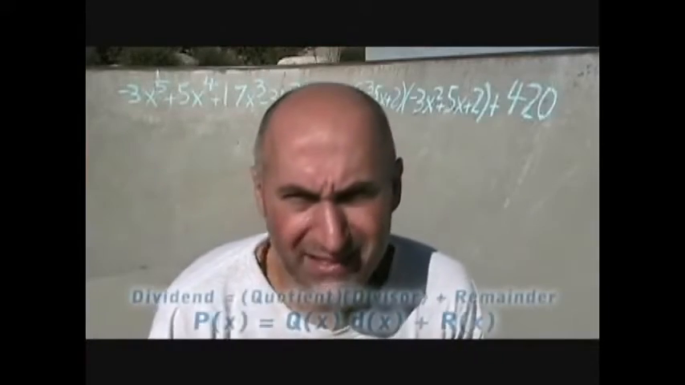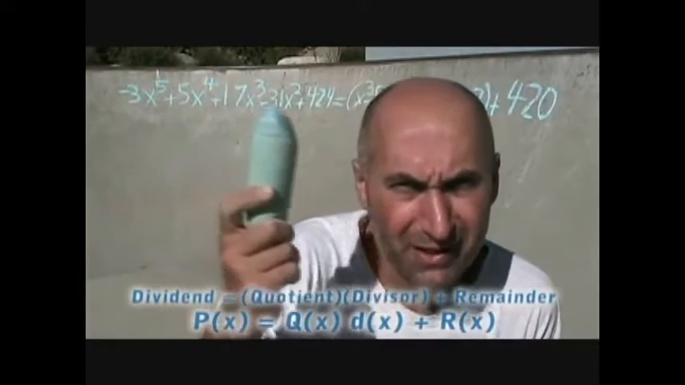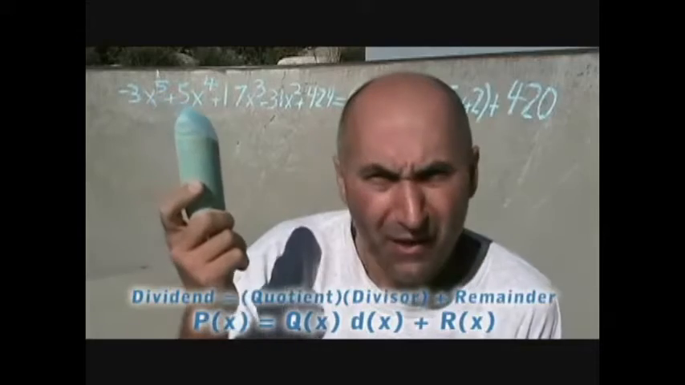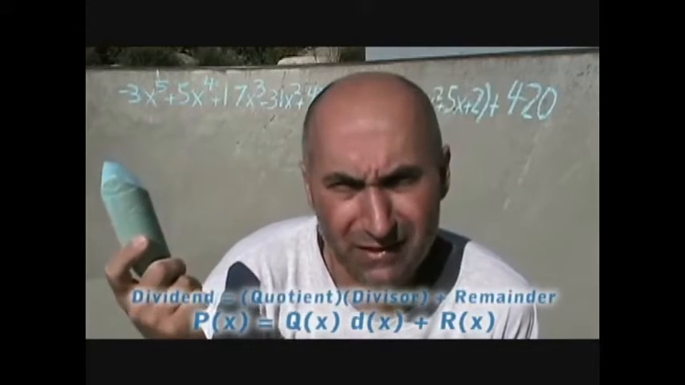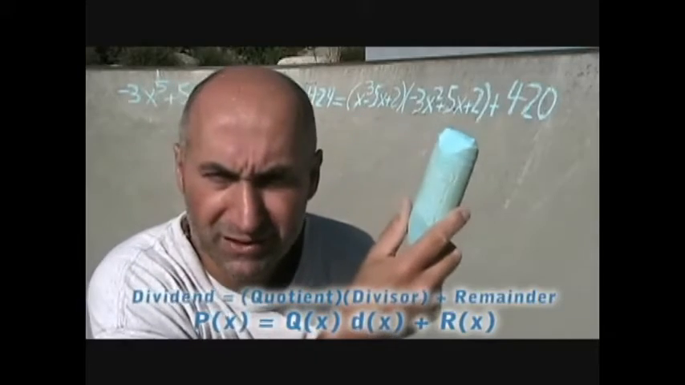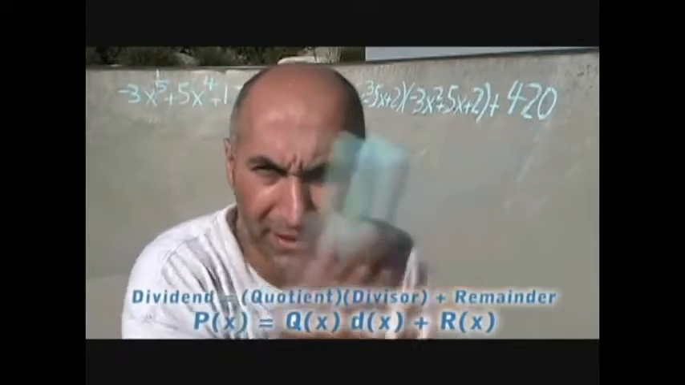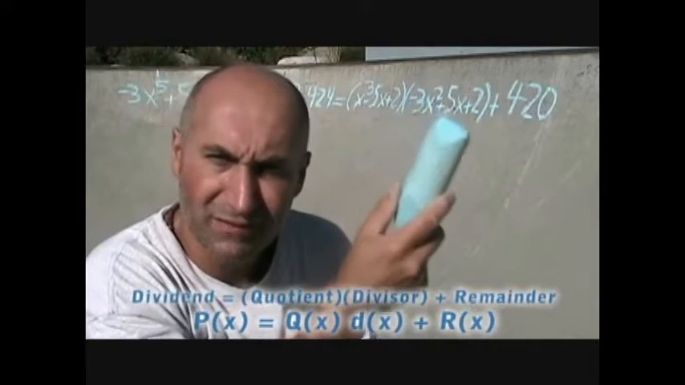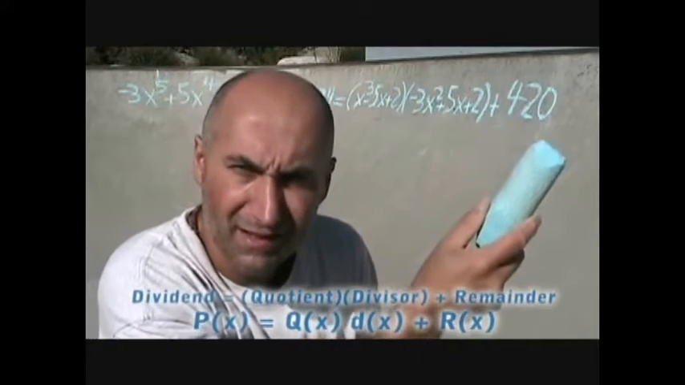So our division statement is our big polynomial, right? Our P of x, what we're calling P of x in the division statement, is equal to the quotient times the divisor plus the remainder, right? P of x is equal to Q of x times D of x plus R of x, right?